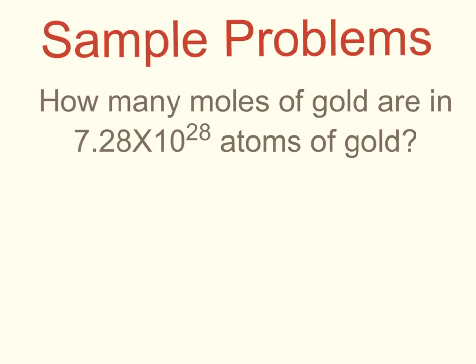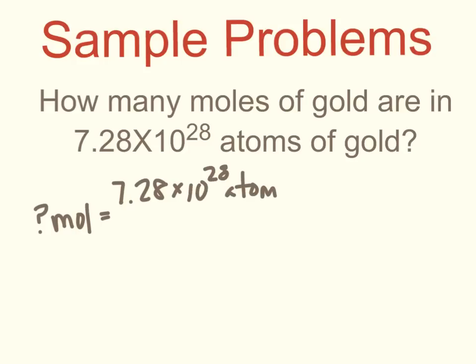Let's try a sample problem. How many moles of gold are in 7.28 times 10 to the 28th atoms of gold? We start with our unknown, how many moles? The abbreviation for mole is MOL. And we put it equal to our given, which is 7.28 times 10 to the 28th atoms. We set our given over 1.